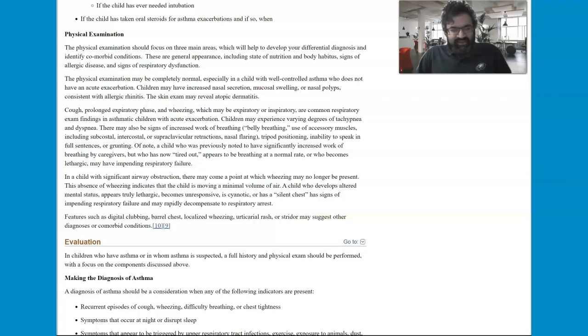If a child who was previously noted by caregivers to have significantly increased work of breathing has now tired out, appears to be breathing at a normal rate, and becomes lethargic, that is impending respiratory failure. Altered mental status, lethargy, unresponsiveness, cyanosis, and a silent chest are signs of impending respiratory failure, and the child may rapidly decompensate to respiratory arrest.